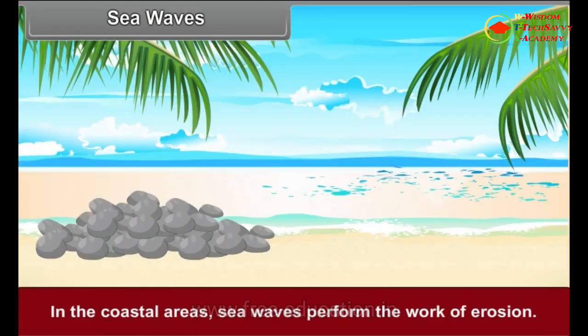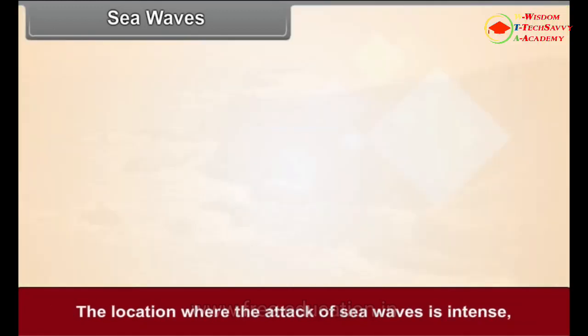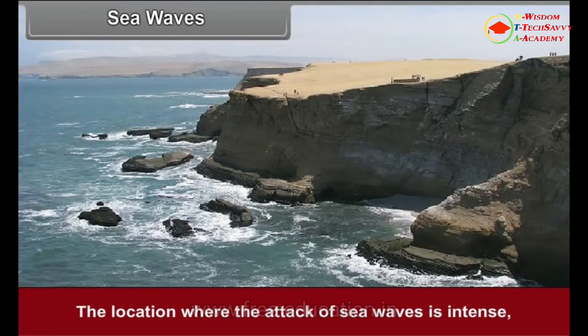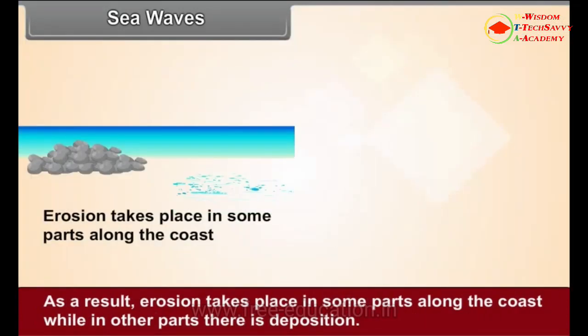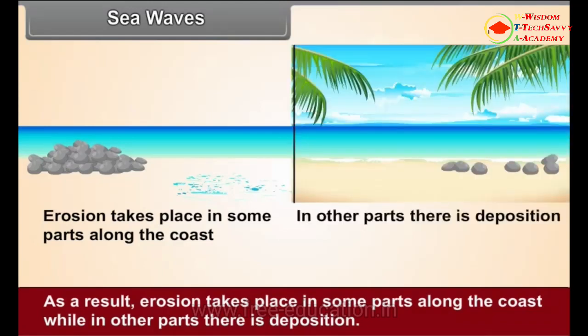B. Sea waves. In the coastal areas, sea waves perform the work of erosion. The location where the attack of sea waves is intense, erosion takes place on a large scale, whereas at locations where the force of sea waves is weak, deposition takes place. As a result, erosion takes place in some parts along the coast, while in other parts there is deposition.